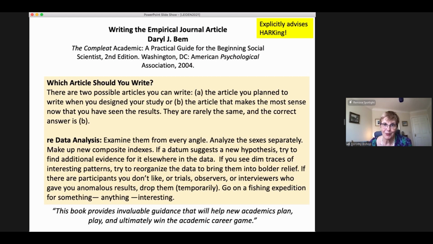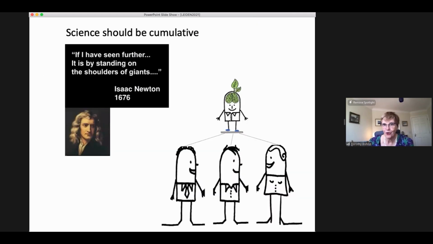And I always get particularly upset by the quote at the bottom, which comes from the back of this book, which tells you that the book gives you guidance that will help new academics plan, play, and ultimately win the academic career game, which I find an appalling view of why we're doing science. We are not playing a game. Science should be cumulative. And it goes back to Isaac Newton, who claimed that he had made progress by standing on the shoulders of giants. Newton was not a very modest man, so it's a rather surprising quote. But the idea is that we progress not just by doing one wonderful experiment, but by building on what's gone before. If I can have the next slide.